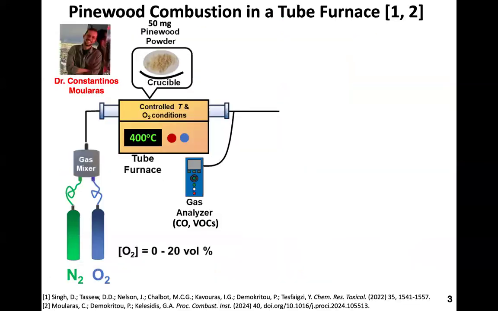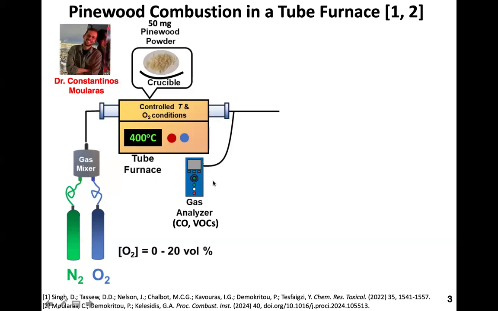The experimental part of this work was largely done by our postdoctoral researcher, Dr. Konstantinos Moularas, who used this tube furnace to combust pinewood powder. In particular, a crucible containing 50 milligrams of pinewood powder was placed in the middle of this tube furnace in nitrogen atmosphere that contained different oxygen concentrations. The oxygen concentration was varied from 0 to 20% to cover a large range of combustion conditions that are present during a wildfire. At the same time, the temperature was increased up to 400 degrees Celsius.